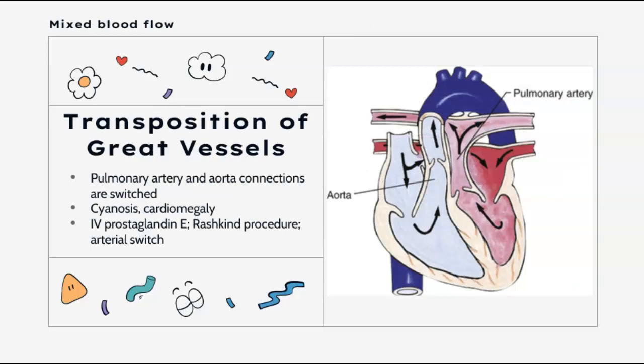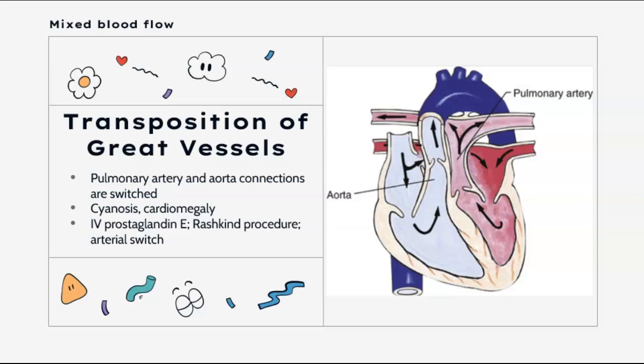Transposition of the great vessels is a type of mixed blood flow defect. This is when the pulmonary artery is connected to the left ventricle and the aorta is connected to the right ventricle, so the great vessels are switched. Signs and symptoms include cyanosis, cardiomegaly, and heart failure.